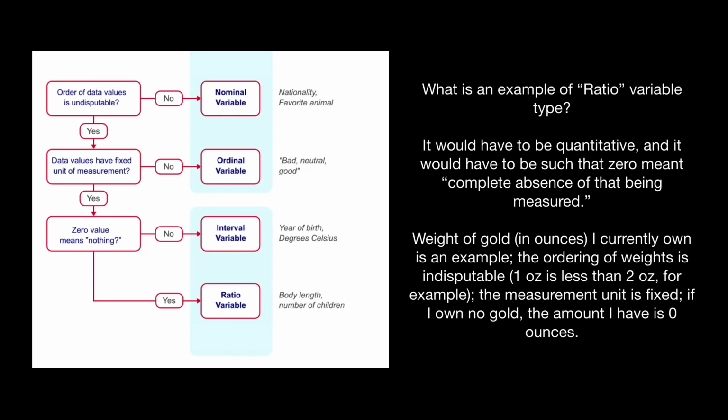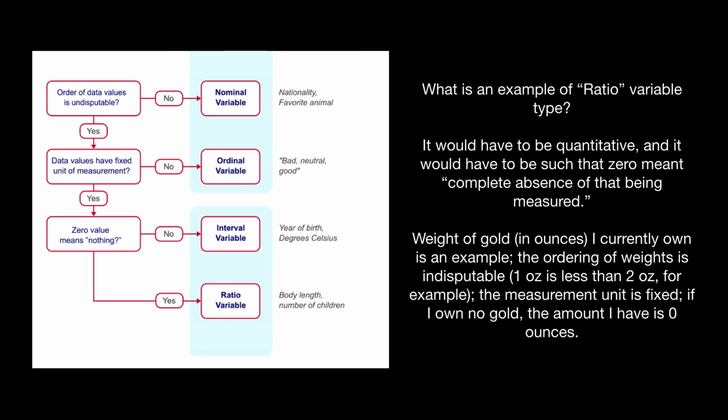What's an example of a ratio variable type? It would have to be quantitative, and it would have to be such that 0 meant the complete absence of that which is being measured. The weight of gold in ounces that I currently own is an example of a ratio variable. The ordering of the weights is indisputable. 1 ounce is less than 2 ounces, for example. The measurement unit is fixed. We're measuring in ounces. And if I own no gold, the amount that I have is 0 ounces. 0 means nothing. I have no gold in this case. That is a ratio variable.